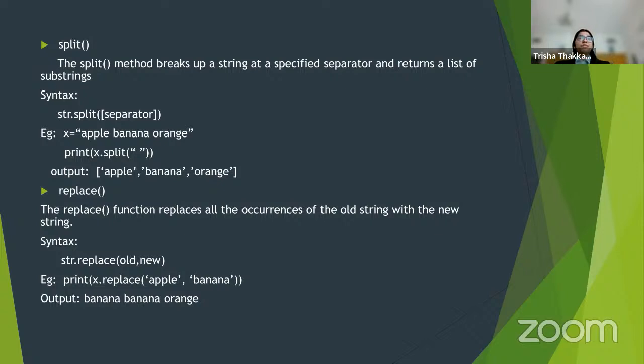Replace function. The replace function replaces all occurrences of the old string with the new string, and its syntax is string.replace old comma new. In this example, if we write x.replace apple comma banana, it would replace the word apple with banana, and the result would be banana, banana, orange.